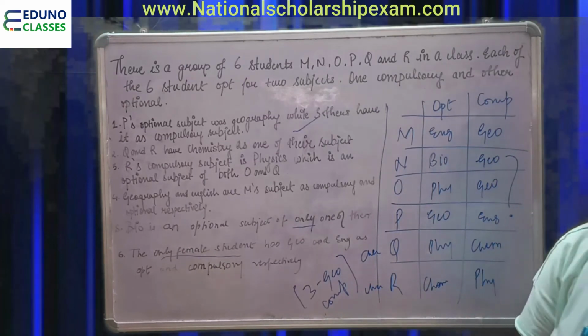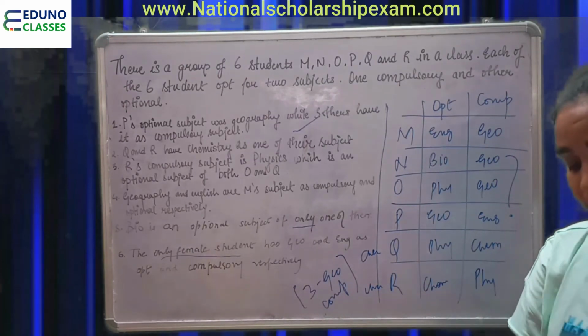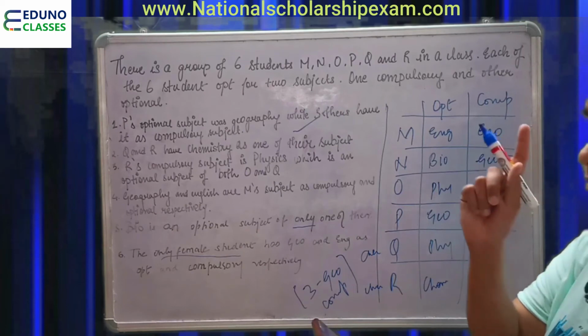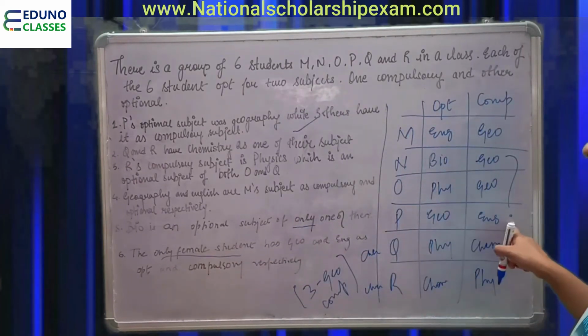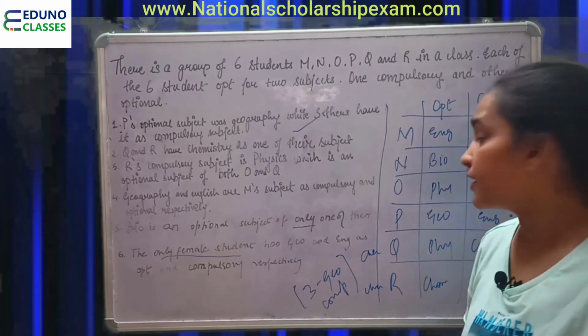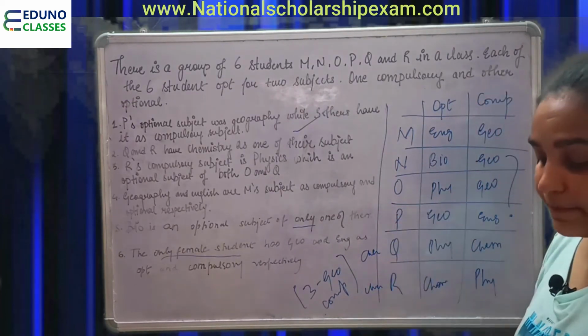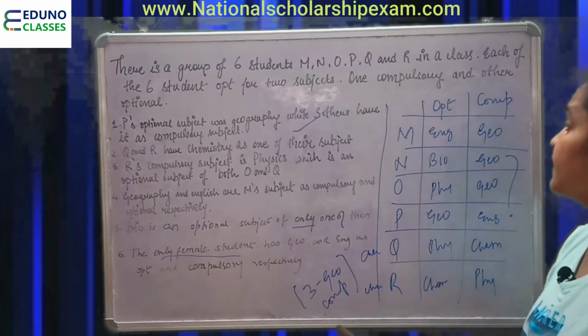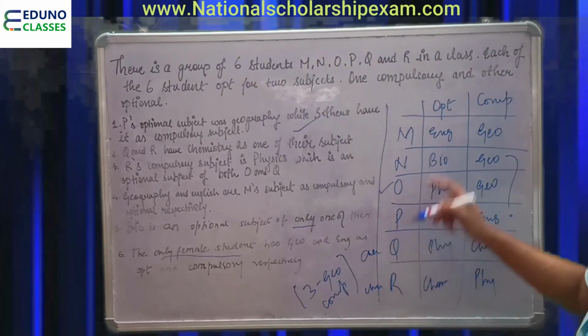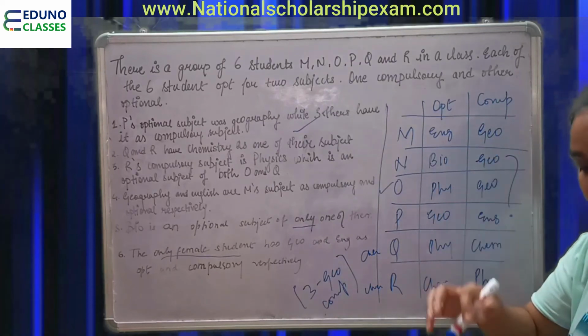Let us now move on to the questions they have asked. So the first question they have asked is, who is the female student in the group? And we know the female student has geography and English as optional and compulsory subject. So P is female. Now the next question they are asking, what is the compulsory subject of O? This is O, and compulsory subject of O is geography.